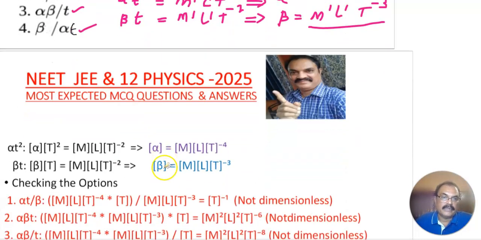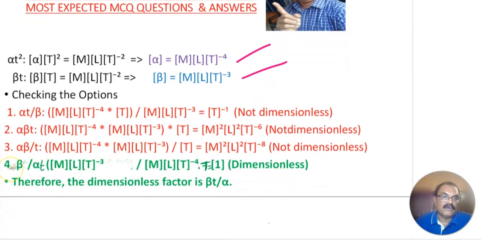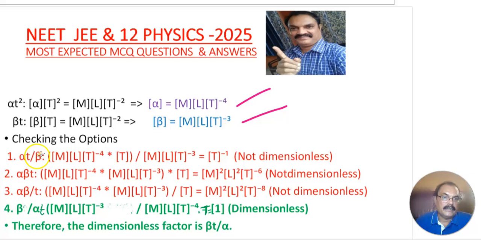So check it here. This is alpha, this is beta. The first option is alpha t by beta. Alpha t is written here and t is written here, and if you solve, you will get the dimensions of time. So it is not a dimensionless quantity, so it is wrong. Then second, alpha beta t. Alpha is written, beta is written, and t is written. So it has mass dimension, length dimension, time dimension. So it is also wrong.